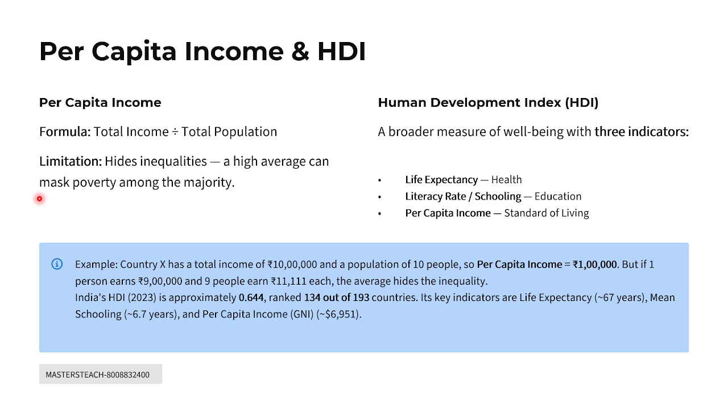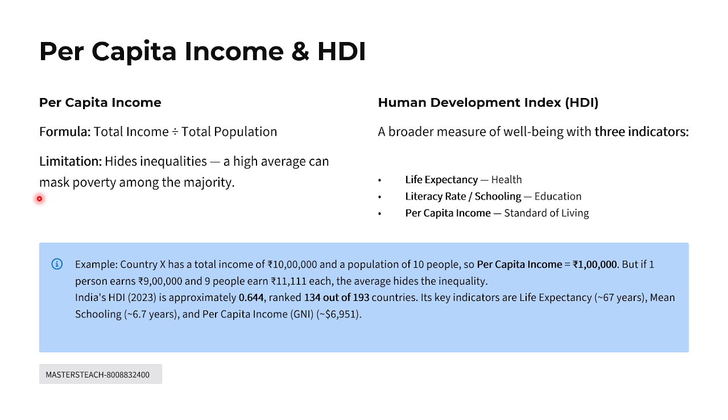That means, in the total population, whether it is Ambani or normal people like you and me, all are considered as one unit or one person. So the per capita income may not give the right information. Okay, it hides the inequalities.